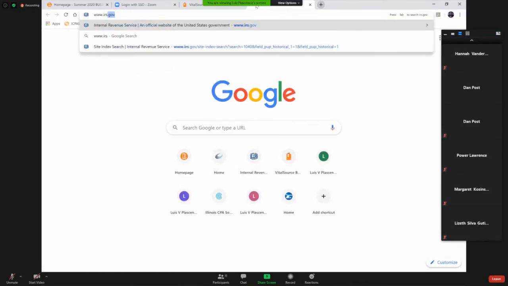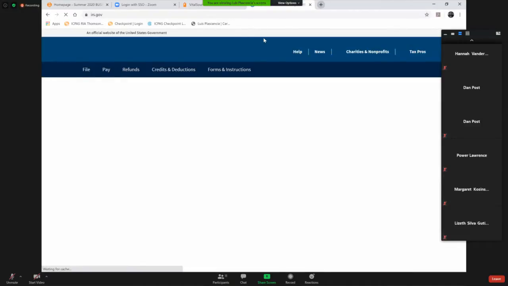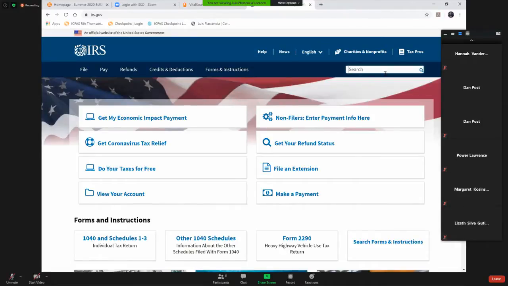I want to go to IRS.gov. Have we gone over the forms yet? Have we gone over the forms? Let's do a dive down to the IRS forms. So this is what you're going to do when you're doing the tax prep project, or even if you're just looking for forms.